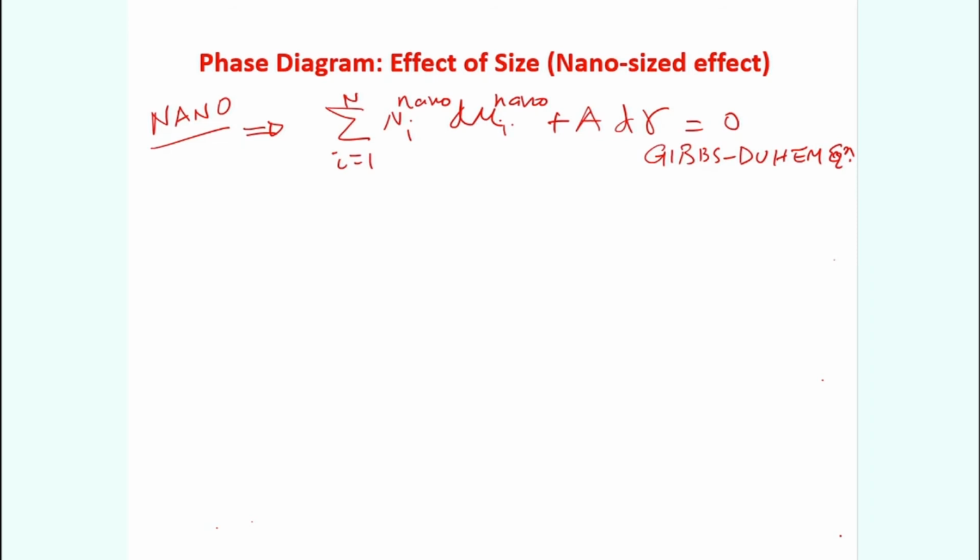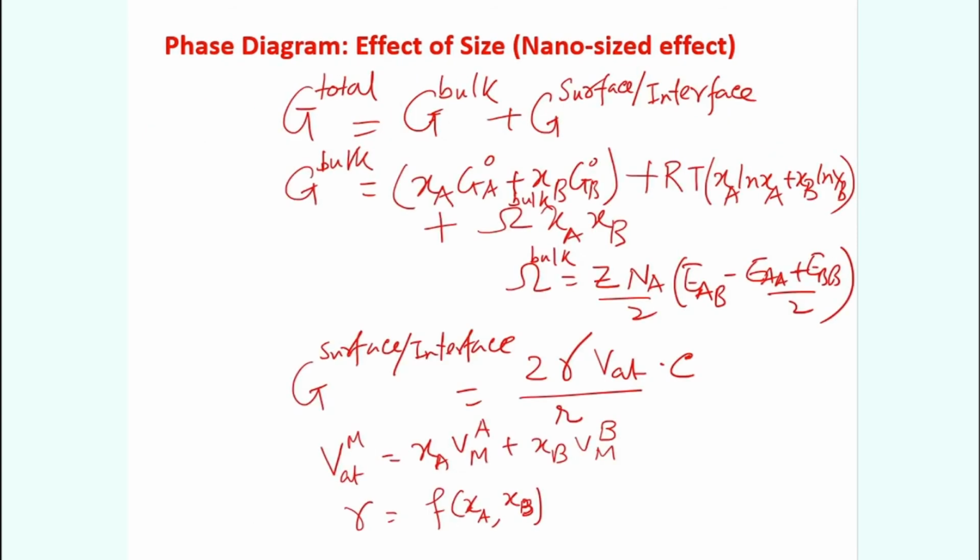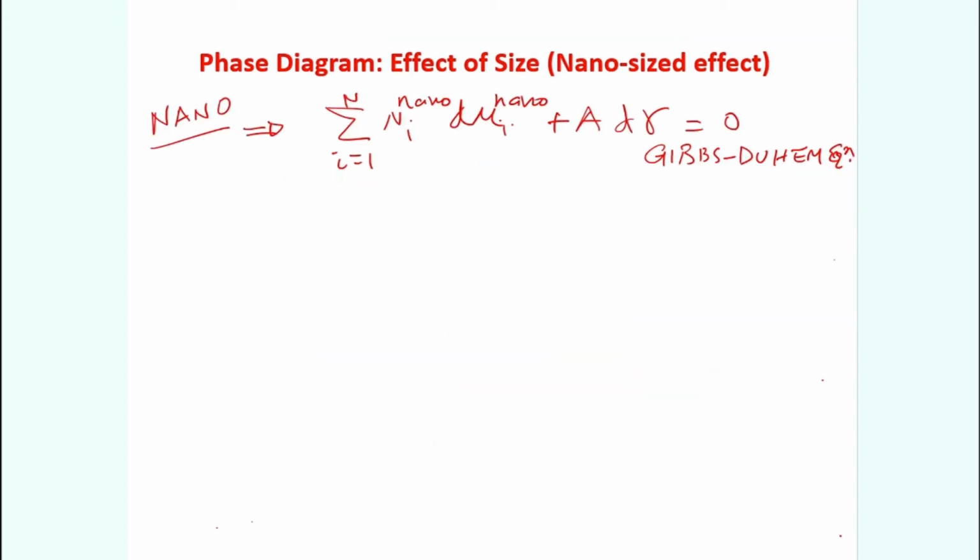So, you must be looking at this gamma, the G interface term. Gamma we can plug in there as a function of composition, making the equation much more reliable. Okay. As you know, mu i bulk is equal to mu i nano.